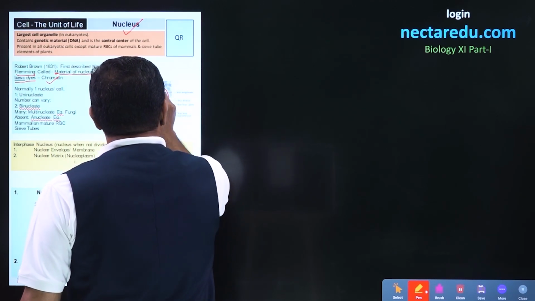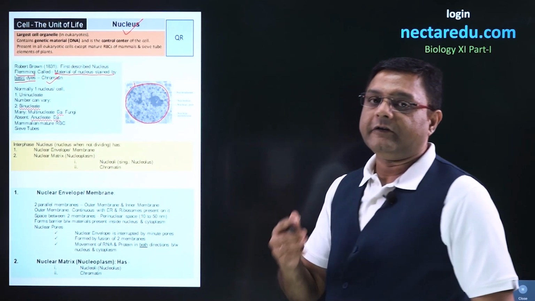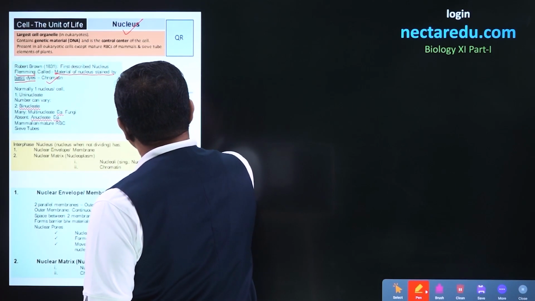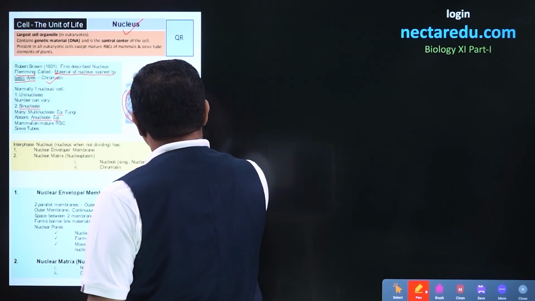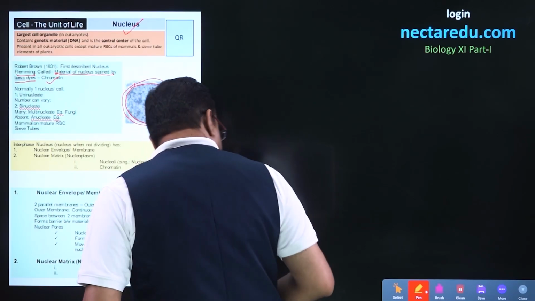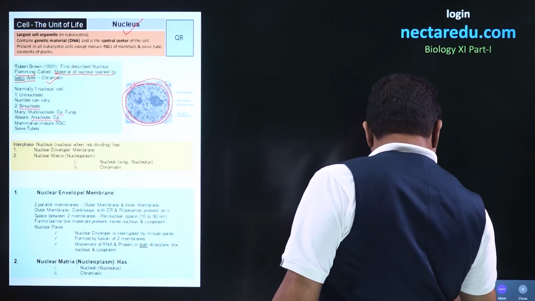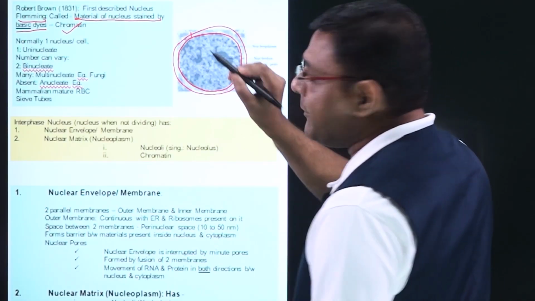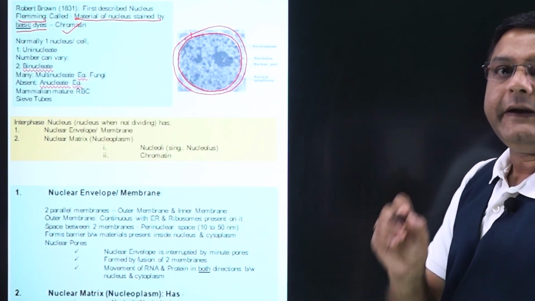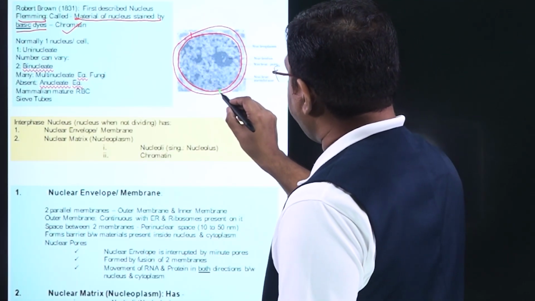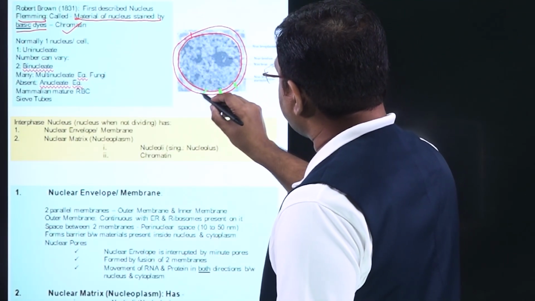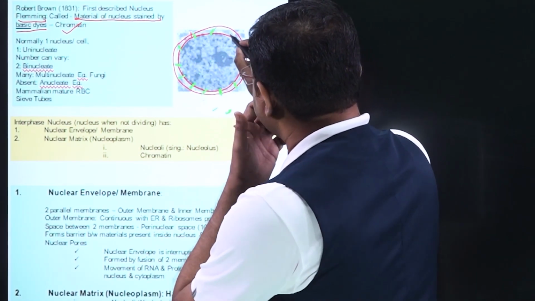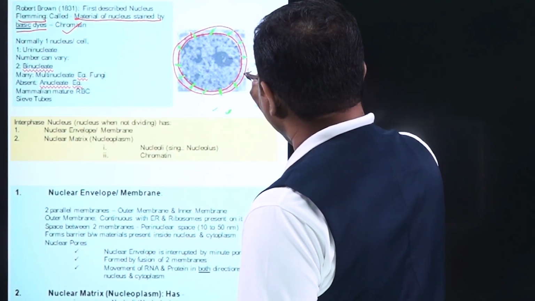Nucleus will have two membranes present on it. One will be the outer membrane, one will be the inner membrane. Let us try to draw both the membranes. So, outer membrane and inner membrane. Now, along with the outer membrane and inner membrane, there will be nuclear pores present. So, these membranes will not be continuous. These will be interrupted in between by the presence of nuclear pores. So, these are the nuclear pores which will be present in this nuclear membrane.